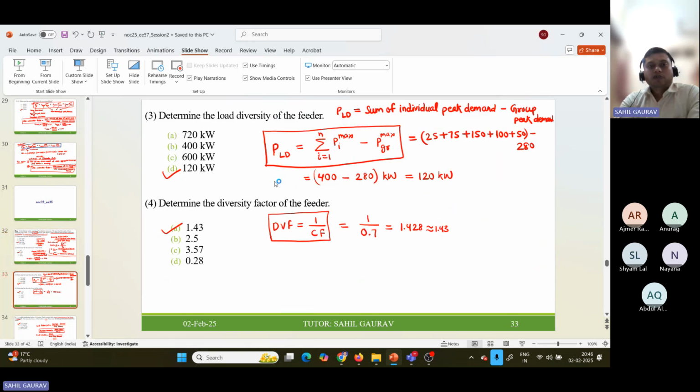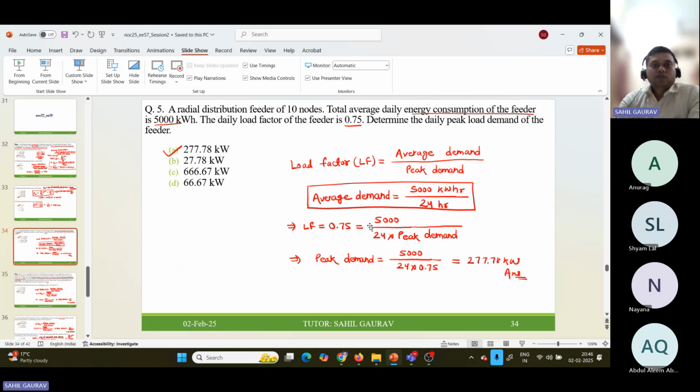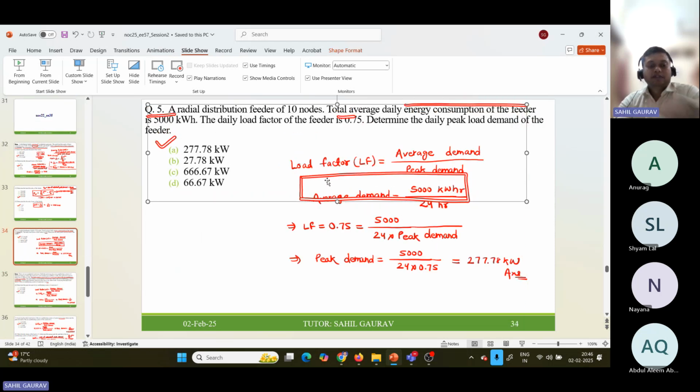Now the next problem: load diversity of the feeder. Load diversity is the subtraction of the group peak demand from the sum of individual peak demands. The sum of individual peak demands is 400 kilowatt, and the group peak demand we have calculated is 280 kilowatt, so it will be 120 kilowatt. Now the diversity factor is the reciprocal of the coincidence factor. The coincidence factor is given in the problem, so it will be 1.428.